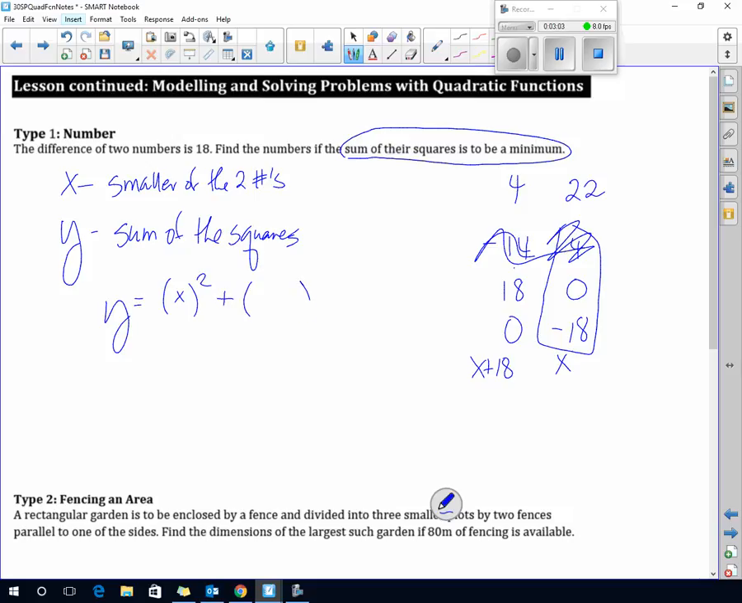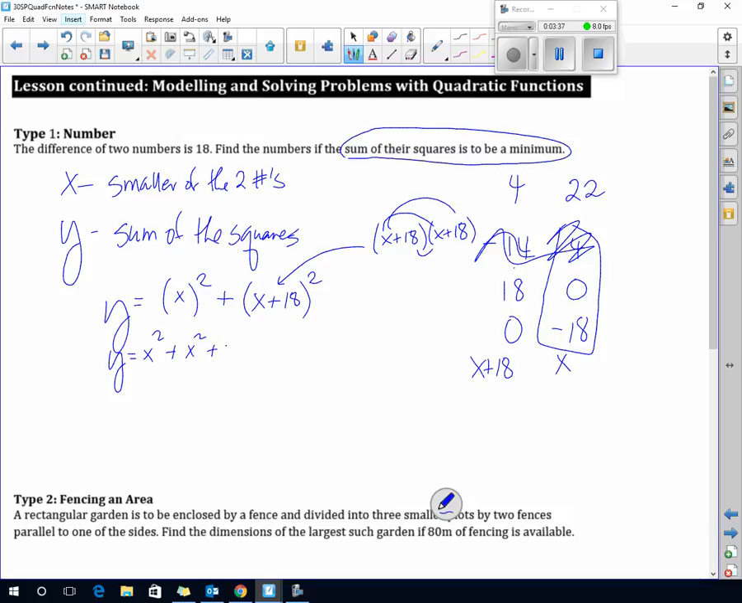Yes? Okay, now the hard part, we got to FOIL this out here. Do you remember that this is x plus 18 times x plus 18? So y is going to equal x squared. First I get x squared. Outer I get 18x, inner I get 18x. 18x and 18x is 36x. Last I get 18 times 18. 324.